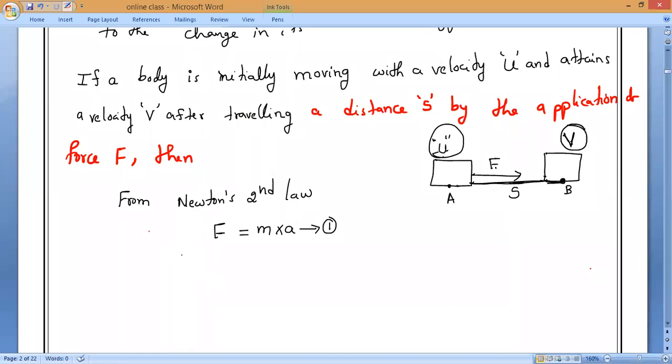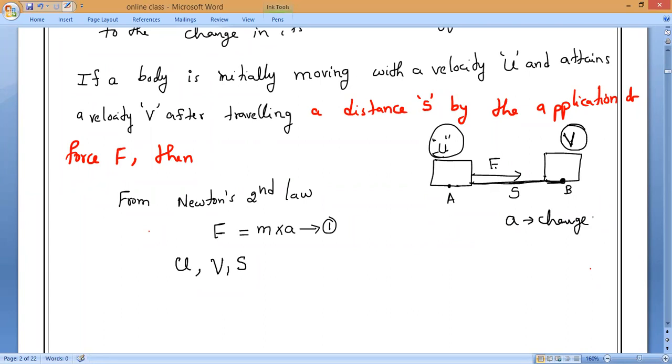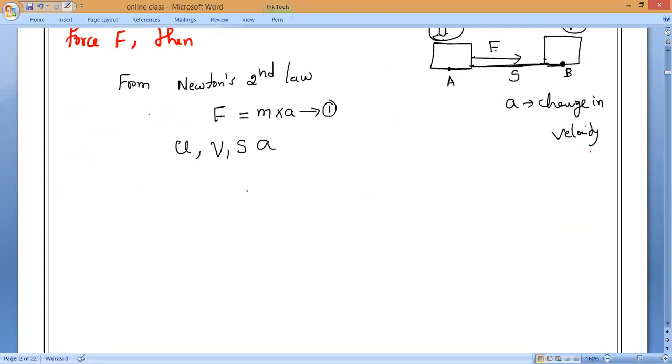Now, we know the initial velocity, the final velocity, the distance, and the change in velocity. Change in velocity we used to know as acceleration. So we know the acceleration. Can you give me the relationship between initial velocity, final velocity, distance, and acceleration?